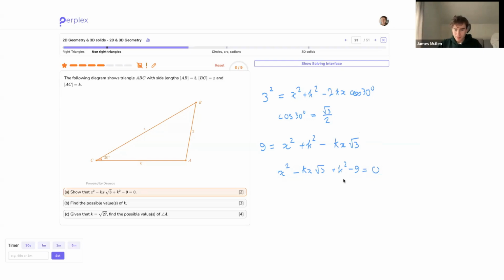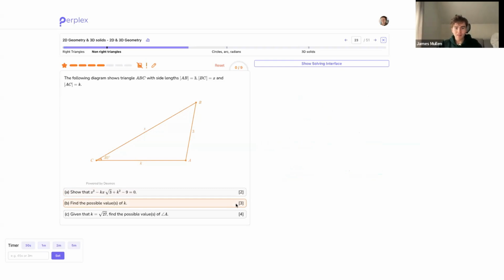Now, that is part A. Part B is saying to find the possible values of k. Well, what does that mean? This triangle, which has a side length x, a side length k, and a side length 3, it exists, because I've drawn it and because I've told you that it exists. Therefore, it must be that x is a real number. I can't have an imaginary or complex number for x. And this is a quadratic in x, and I know that it has to have a real solution. When does a quadratic have a real solution? When delta, the discriminant, is greater than or equal to 0.